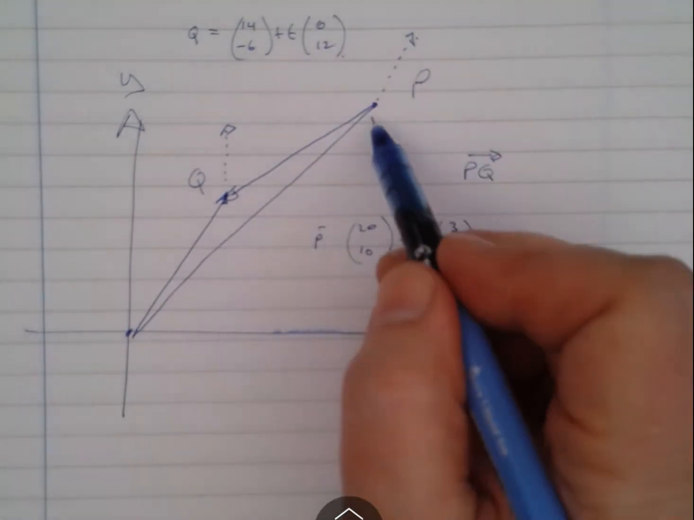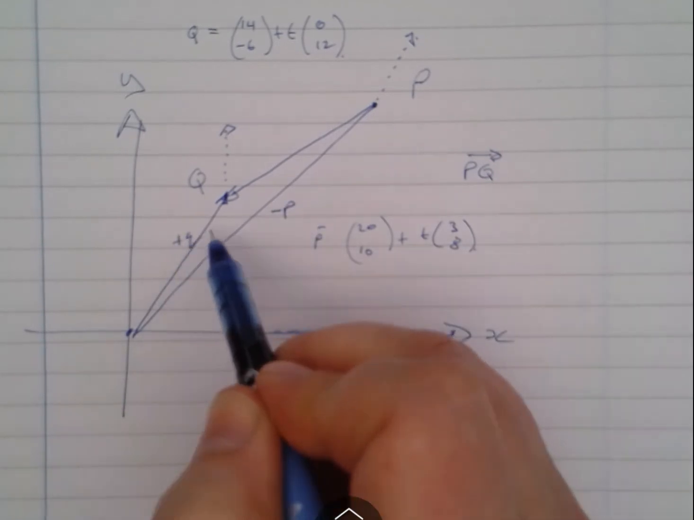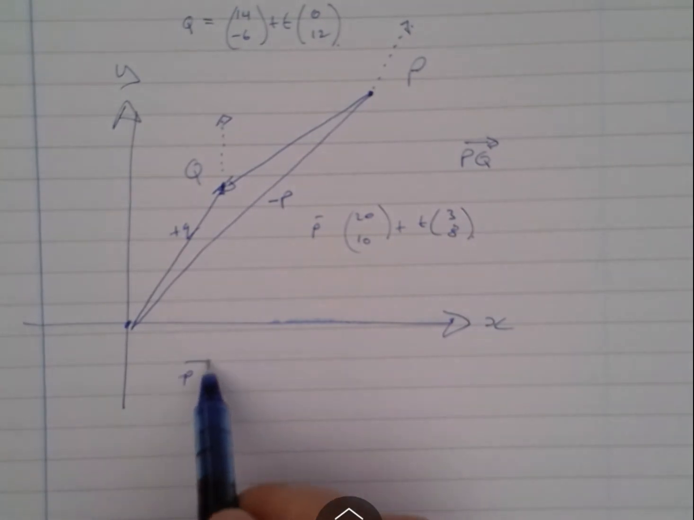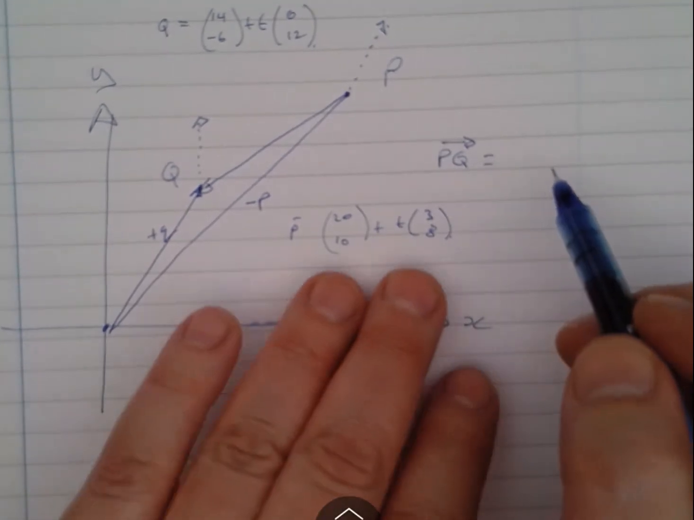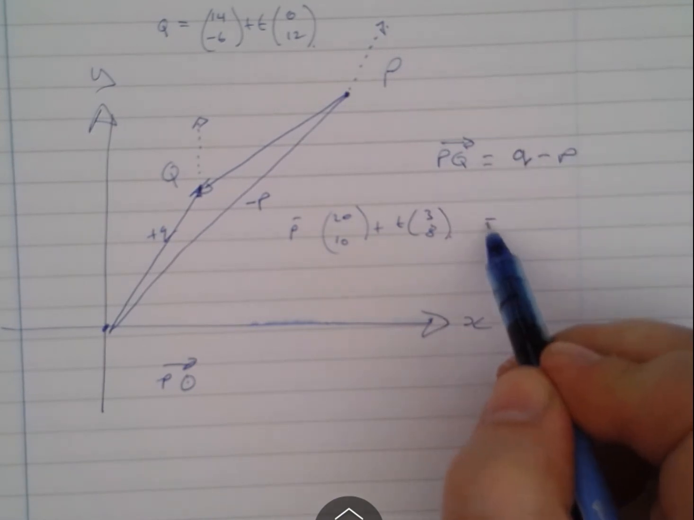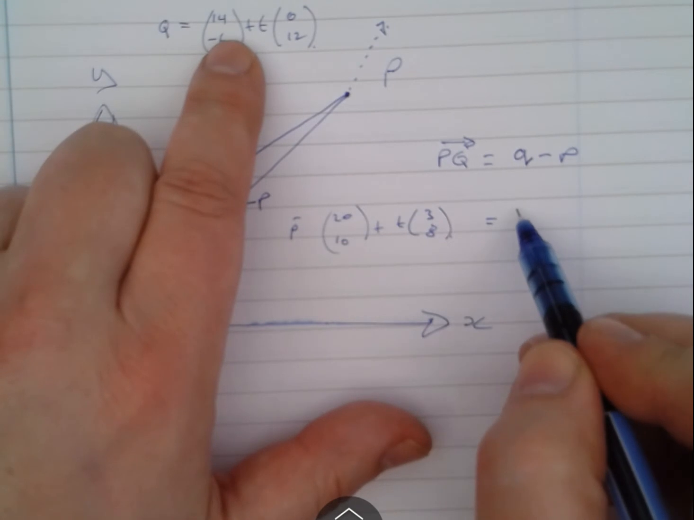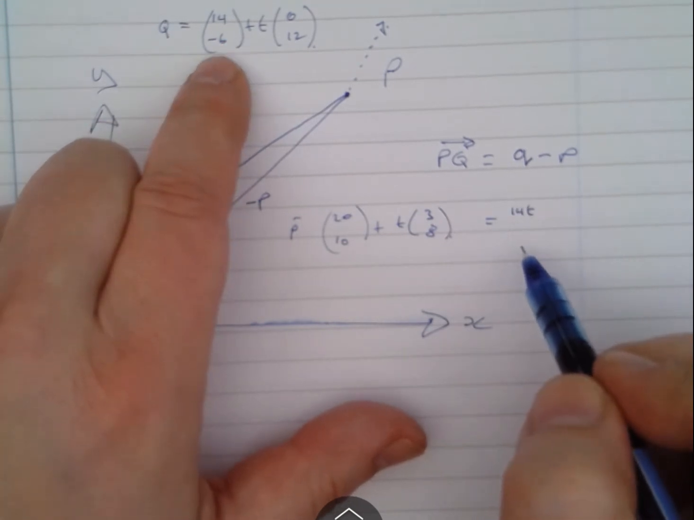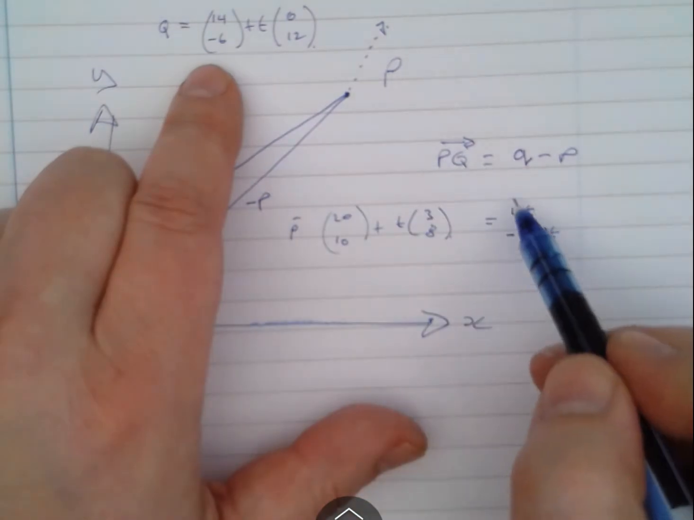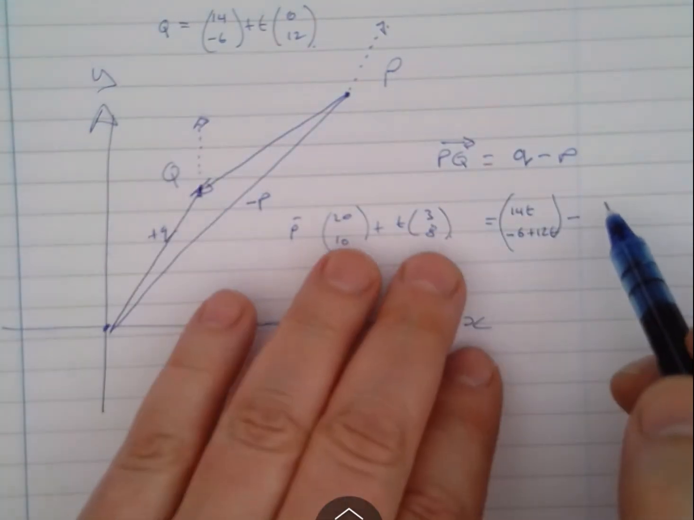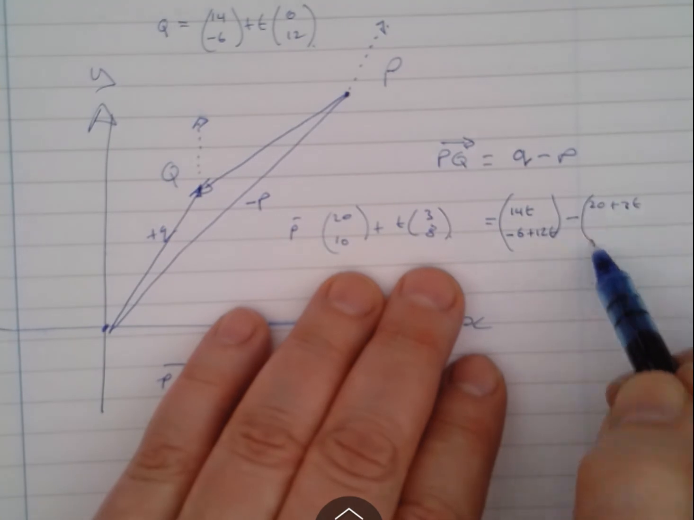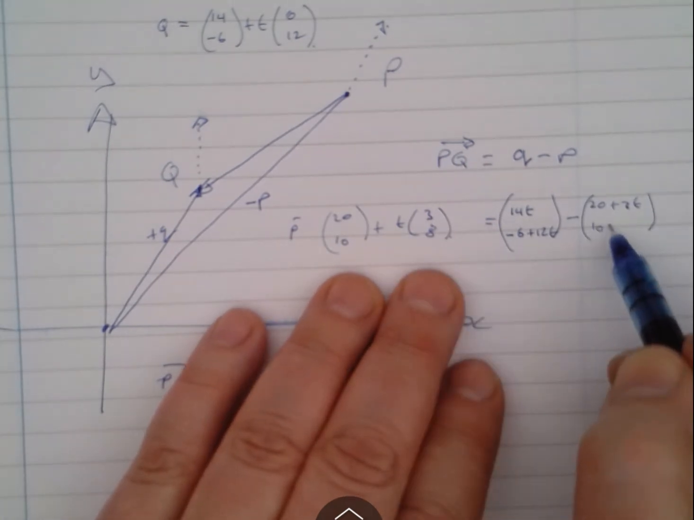Obviously to get from P, I'm going to do a minus P and then a plus Q. So P to Q is Q take away P, so Q minus P. If I multiply that out, for Q I just get 14T, and I get minus 6 plus 12T, just multiplying the y bits there, 12T minus 6, so that's Q. Then I'm going to take away P. Now P is 20 plus 3T, and this one is 10 plus 8T.